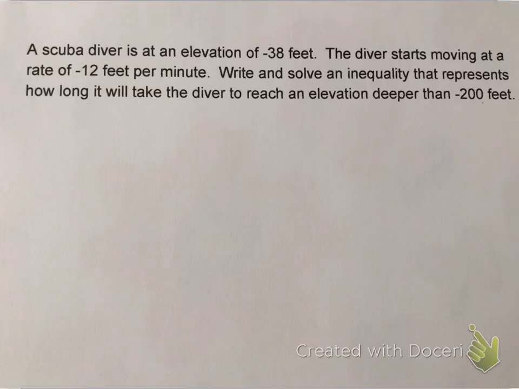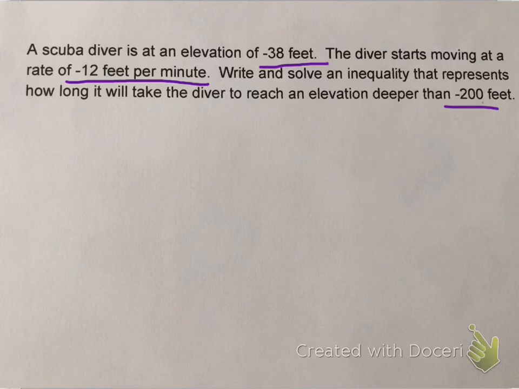Okay, and this last question we are going to take a look at. It should be on the back of the page. We have a scuba diver at an elevation of negative 38 feet. The diver starts moving at a rate of negative 12 feet per minute. Write and solve an inequality that represents how long it will take the diver to reach an elevation deeper than negative 200 feet. Okay, so we want to start with what we know, okay?